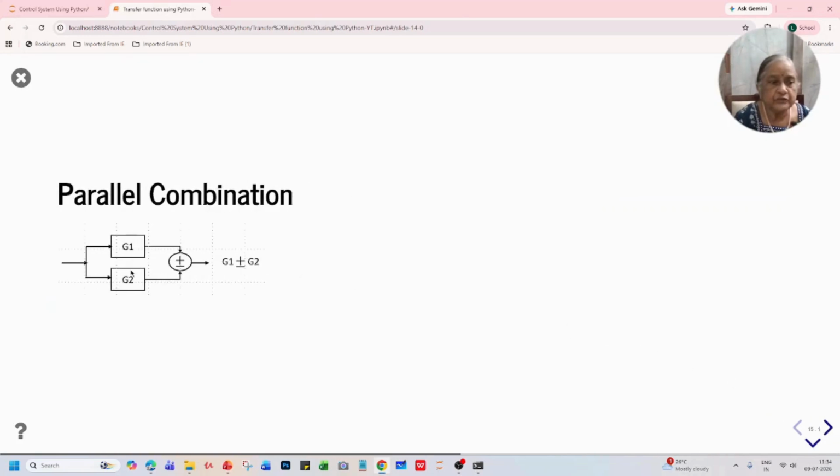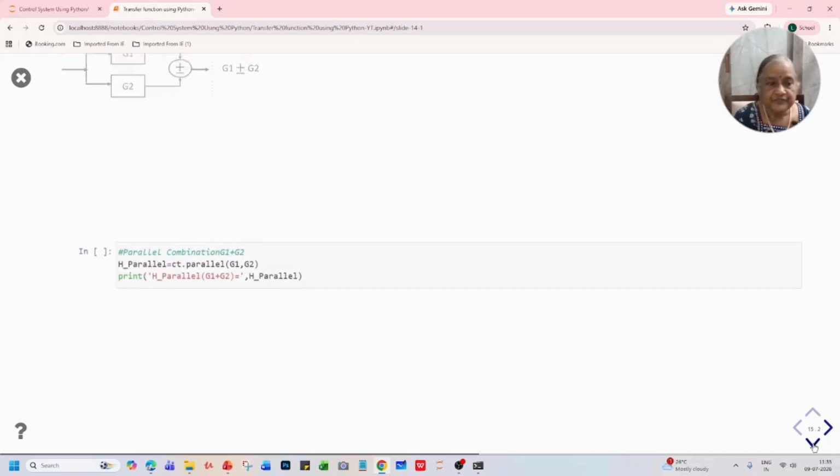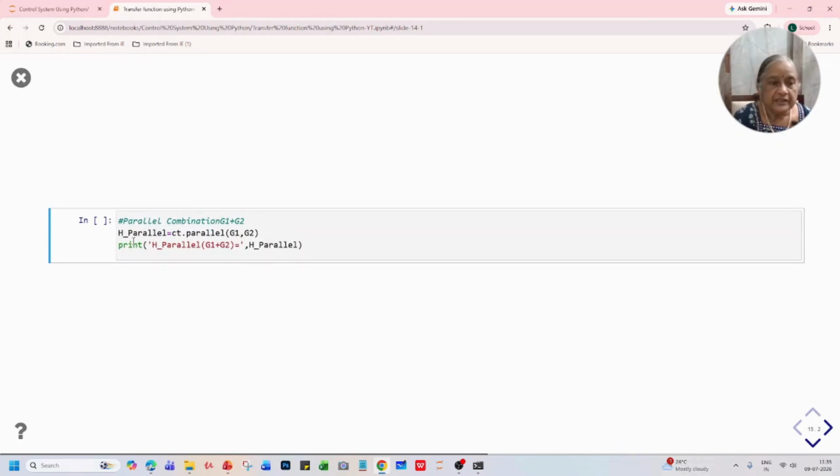Let us connect the same two transfer functions in parallel. So when we connect them in parallel, it may be addition or subtraction of the two transfer functions. It may take the general form of G1 plus or minus G2. So let us see how we can do it. So ct.parallel is a Python control system library function that is taken to connect G1 and G2 in parallel. So if you don't give any other information, it will take it by default as the addition of the two subsystems. So let me run this.